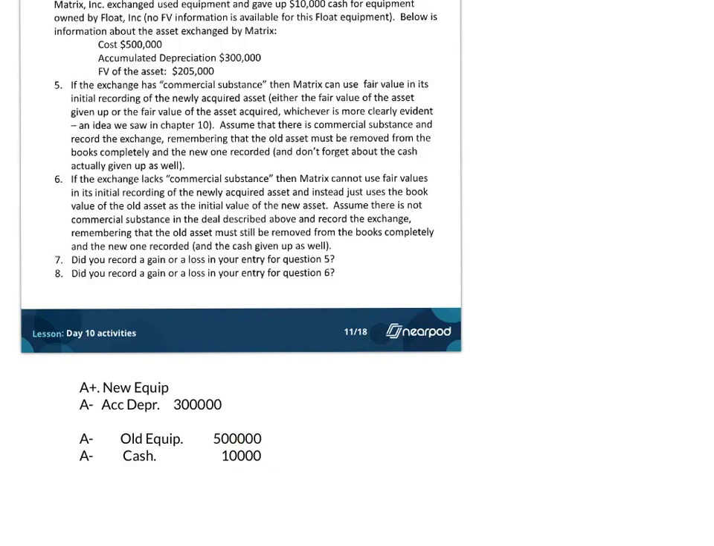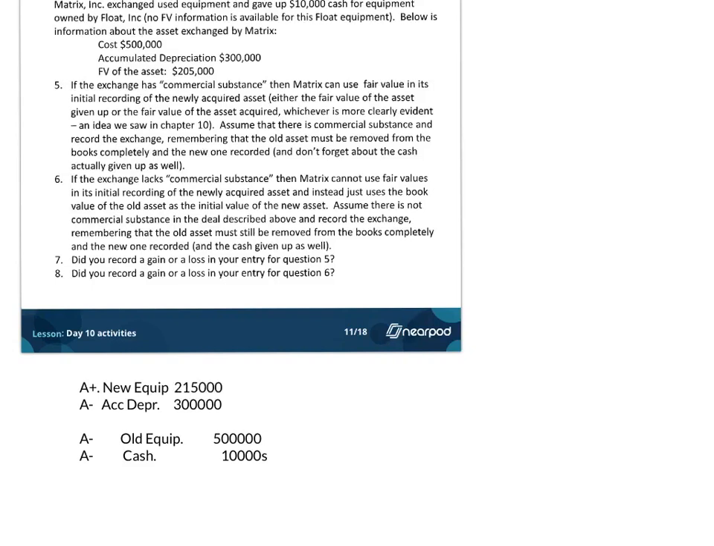So we essentially had to give up $215,000 worth of assets, one being cash, one being this old equipment that had a fair value of 205, in order to get that new equipment. So that is the value we're going to put on that new equipment, 215.